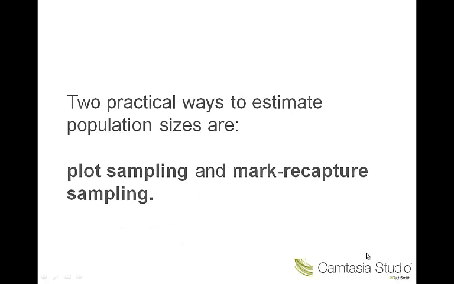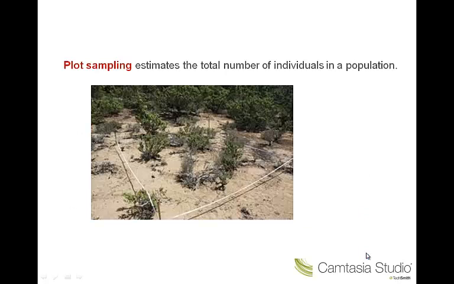There are two practical ways to estimate a population size. You can imagine that it's not very practical to try and count everything within a population. So the two practical ways that you'll be responsible for knowing are plot sampling and mark recapture sampling. You probably already have an idea of what these mean just from their names, and you've certainly seen lots of mark and recapture on nature shows on TV.